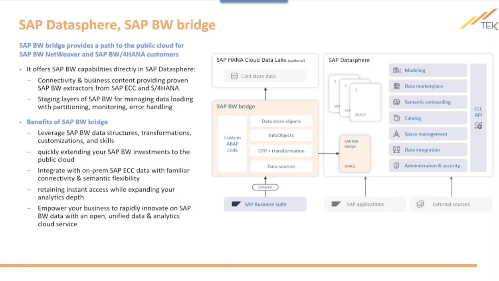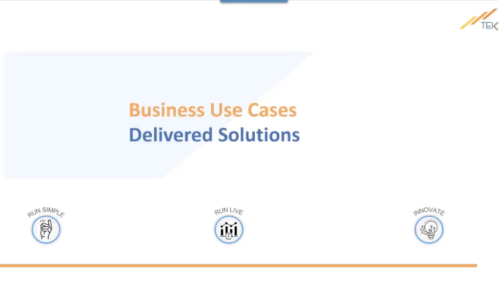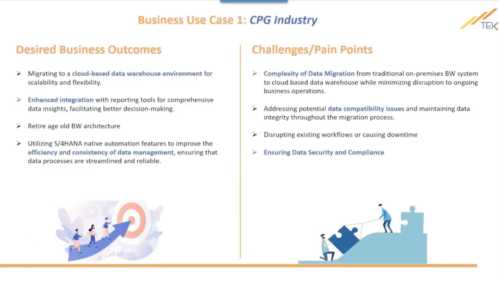We have a very specific use case on the same scenario, which we will go into in further detail in the next slides. Now, what are the business use cases? Within the last couple of years, we did many DataSphere implementations, and we picked three which would cover the wide variety of DataSphere use cases. The first one is for one of our CPG industry customers based out of Chicago. Desired outcomes: the customer is implementing a new S4.